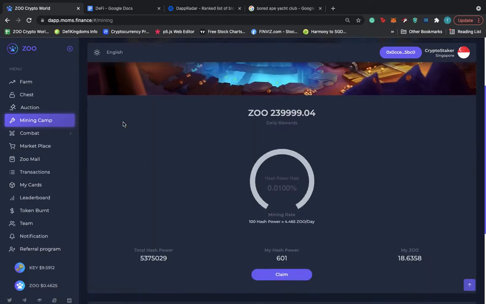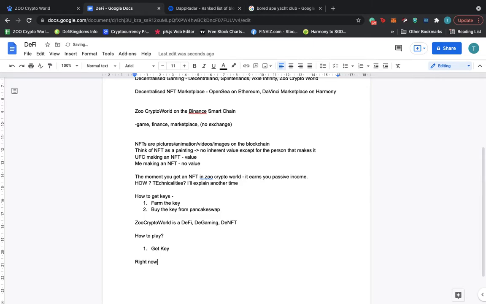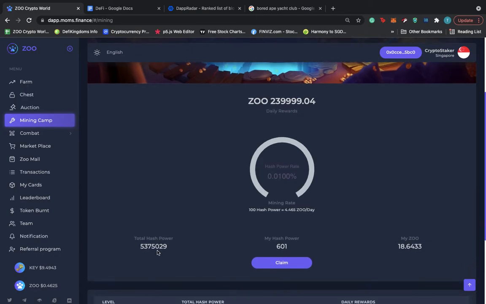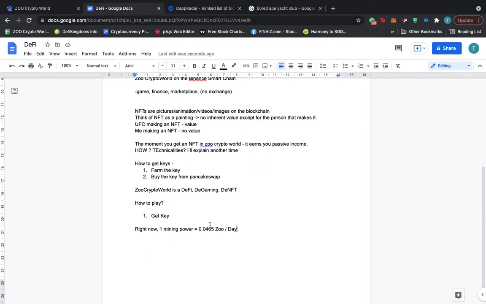So if you get 1 mining power, 100 hash power is 4.465 zoo a day. So 1 mining power is 0.0465 zoo a day. Right now, 1 mining power is 0.0465 zoo a day, and it's going lower because everyone is opening chests, and the more chests opened using keys, the more NFTs are available. The more NFTs are available, the more hash power is available, and the more hash power is available, you dilute the mining rate. So 100 hash power becomes 4 zoo a day. Right? And 1 mining power is 0.0465 zoo a day.